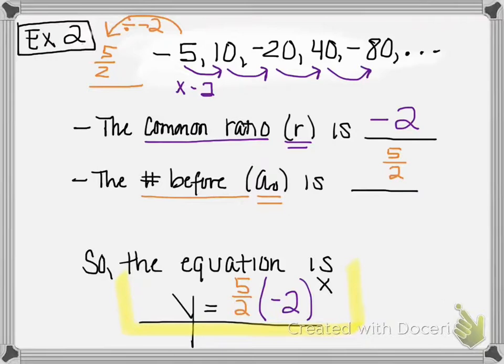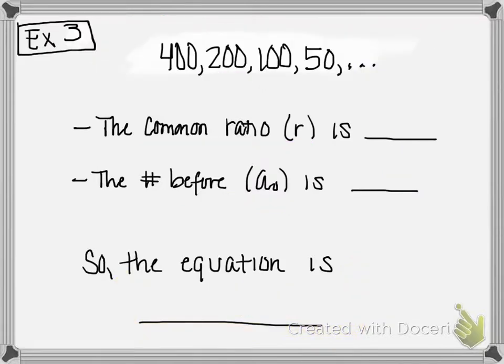Okay, last one that we're going to try together. In this case, we're going down. You may have noticed it starts really high at 400, then it goes down to 200, 150, etc. So we are multiplying, but this time, because we're going down, each number is being cut in half. So I'm multiplying by 1/2 or by 0.5. So my common ratio is 1/2. It's half of the number that came before it.